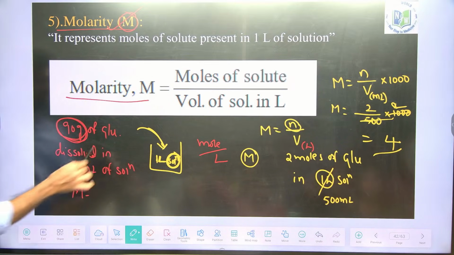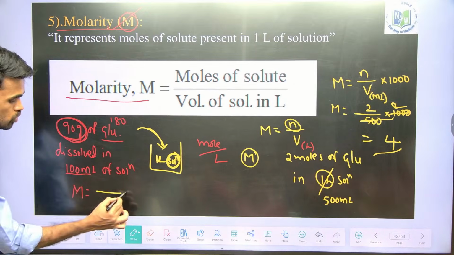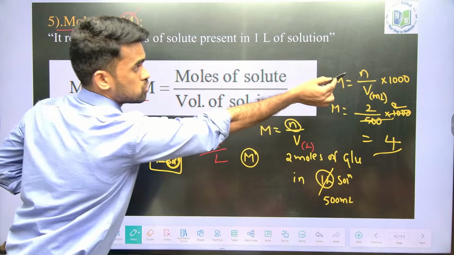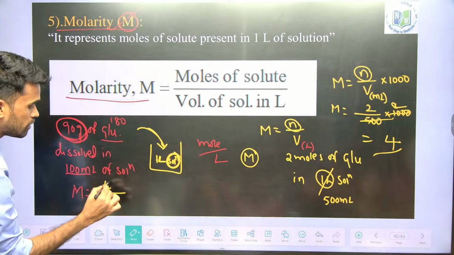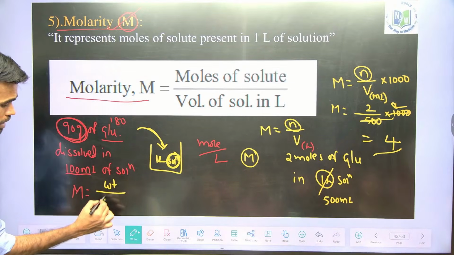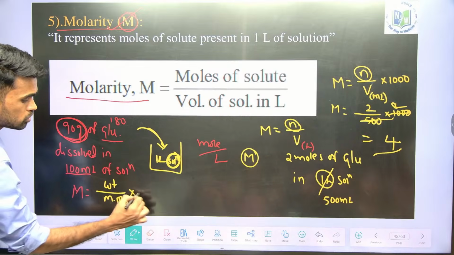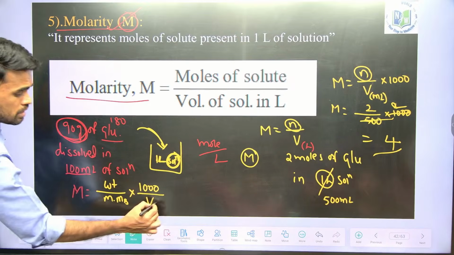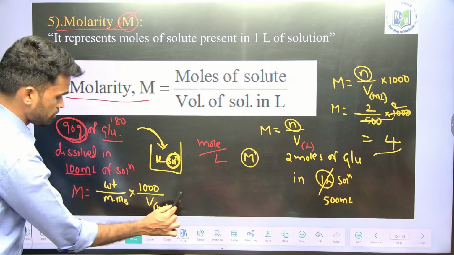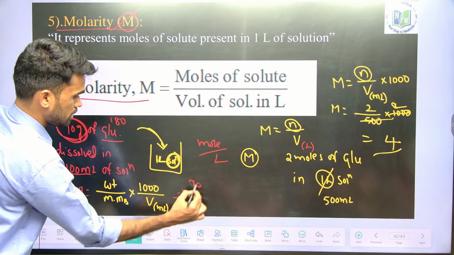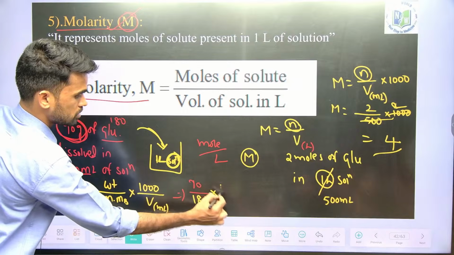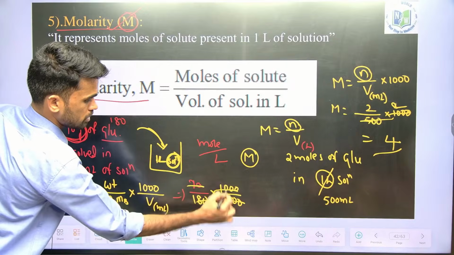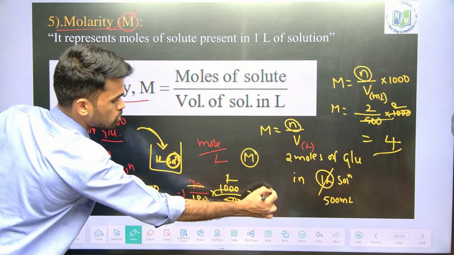Its molar mass is how much for glucose? 180, you will get. Molarity means n by v, or n by v into 1000. So I can write number of moles as weight of that solute by molar mass of that solute, into 1000 by v in ml. Now tell me, weight is given as 90 by 180, so it will be 2 times, it will be 2. So 1 molar solution it is.